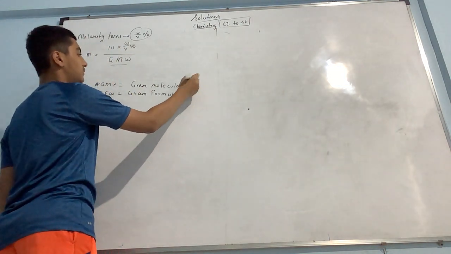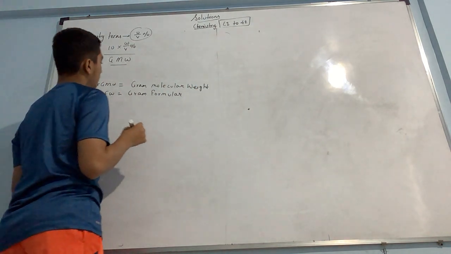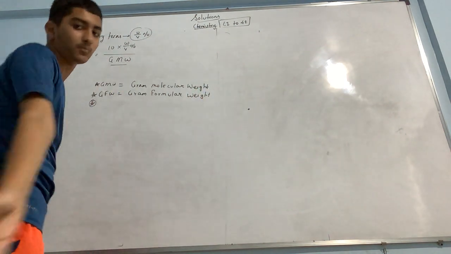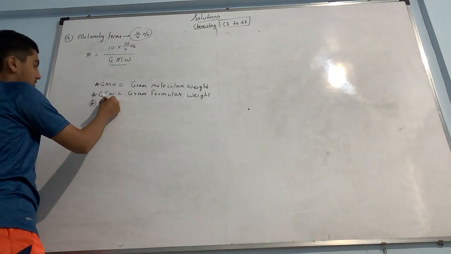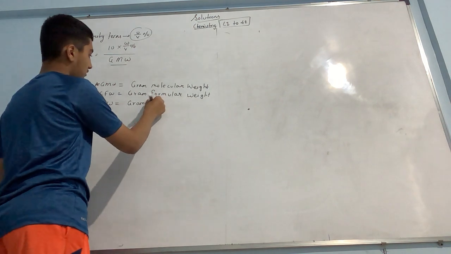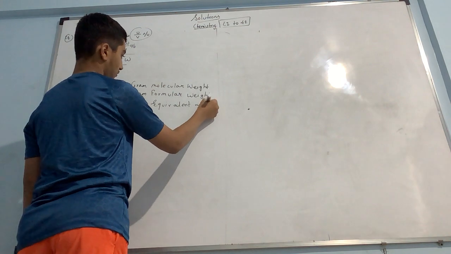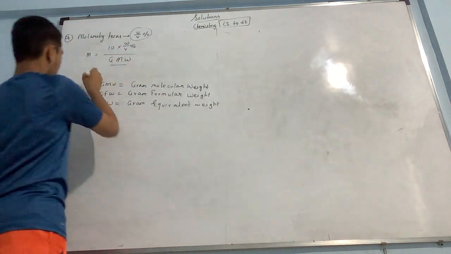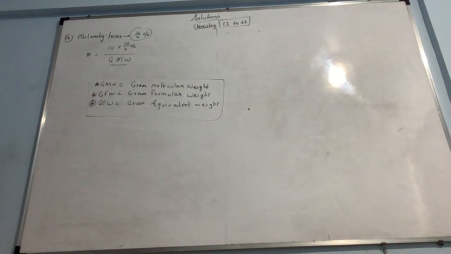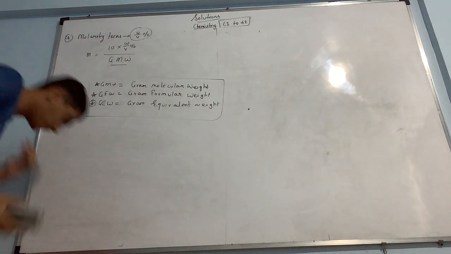If it's given W, you have to write weight. Or if it's given M, you have to write mass. Weight and mass are the same only. Last one, GEW means gram equivalent weight. Just make a note of this. Or no need, this is easy, just keep it in mind.